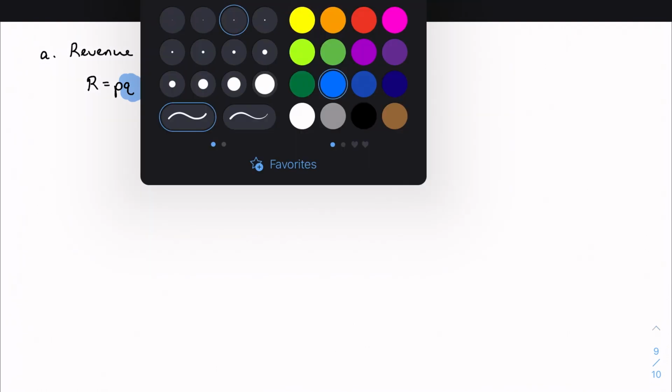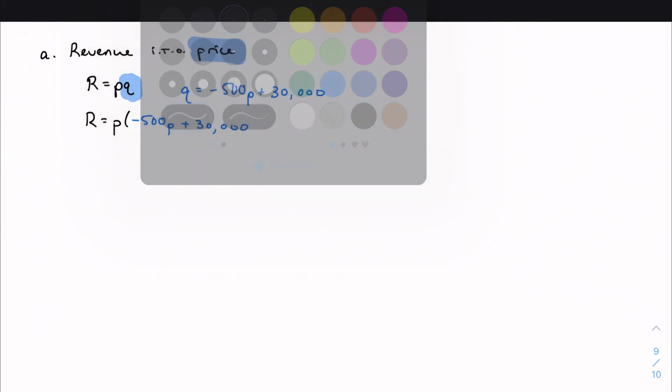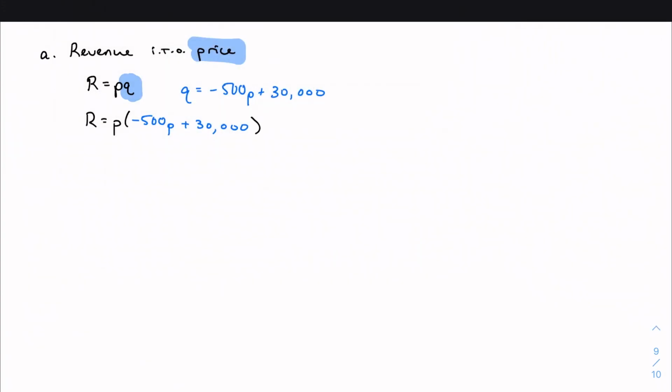So I can go ahead and substitute in the demand function, right? And what this did is it took out Q and re-expressed it in terms of price. So these two statements, Q and negative 500p plus 30,000, are equivalent, so I can substitute them. I'm going to distribute to get my revenue in terms of price. I get my negative 500p squared plus 30,000p. So here is my revenue function.